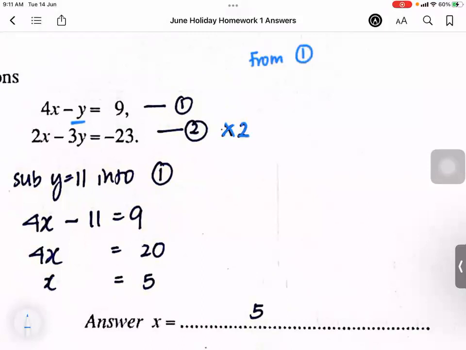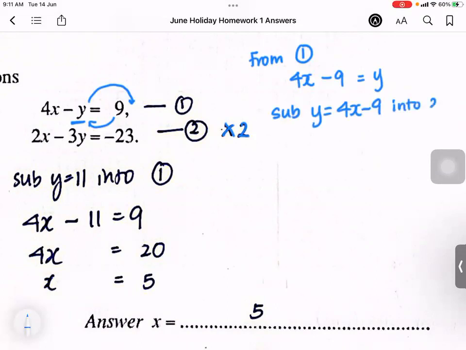I'll aim to make y the subject, and I will shift my y over here and my 9 over, so that y will become positive y. So this will be positive y. This one will be 4x. Positive 9 goes over to the other side and becomes negative 9. So I'll sub y equals 4x minus 9 into equation number 2, right? Then when you do that, you have 2x minus 3 times y.